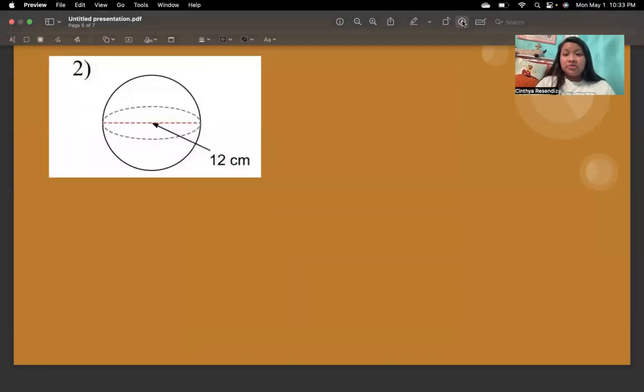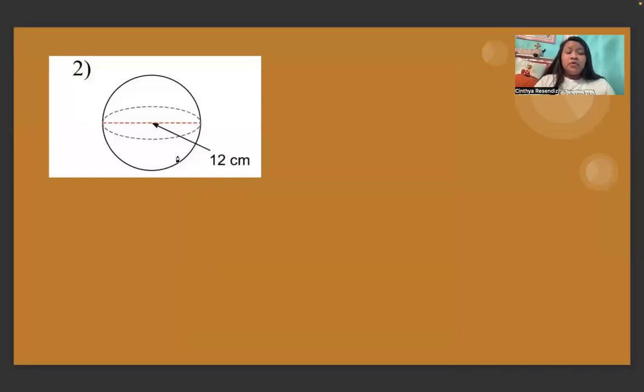Okay, so now we're going to do practice problems. Like I've said before, the formula to find the volume of a sphere is V equals 4/3 times pi times radius cubed. Okay, so we know that. It's using our prior knowledge.